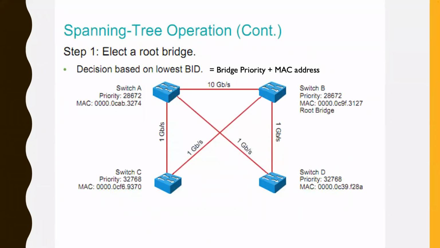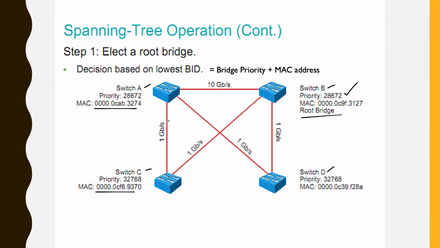We have a marker. Here, these are the 4 switches we have: switch A, switch B, switch C, and switch D. Think of this as the MAC address of each switch, which has been specified. On switch B, we have configured the priority as 28672. So this will automatically become our root bridge because it has the lowest priority.